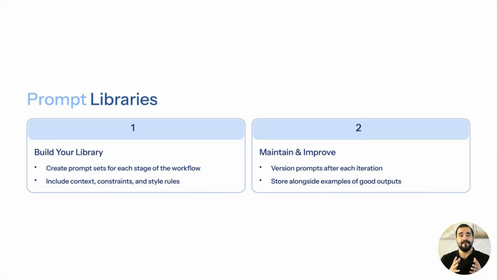Build a prompt library that actually works for you by creating small sets for each stage of your workflow, weaving in the right context, constraints, and style rules so the outputs feel consistent. As you use them, let the prompts evolve. Version them after each iteration so they improve naturally instead of staying static. It also helps to store them alongside a few strong example outputs. Seeing what good looks like makes it easier to keep quality high and spot when something drifts off track. Over time, this turns your library into a living system you can rely on, not a random folder of one-off prompts.